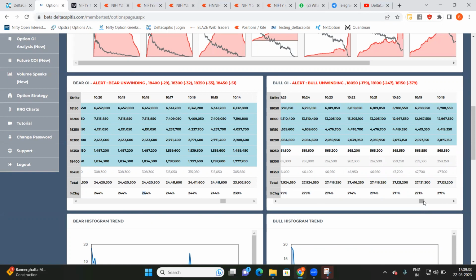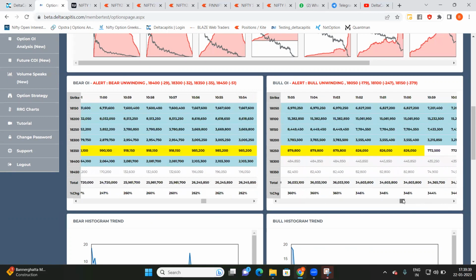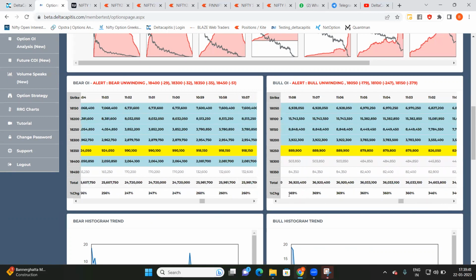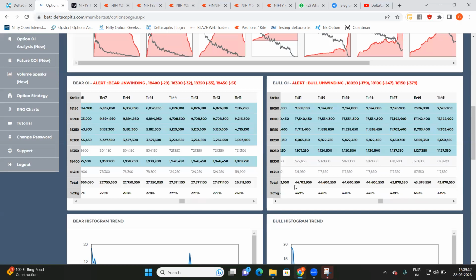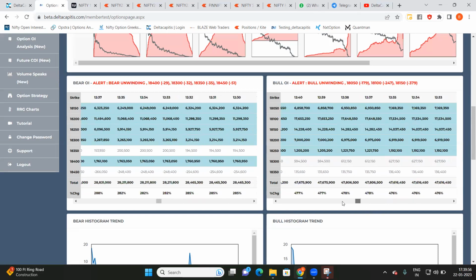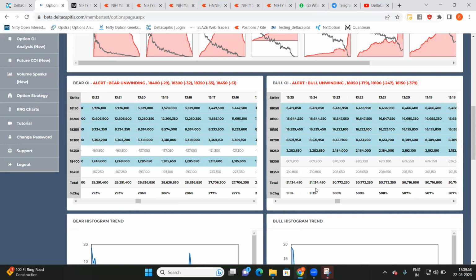Now, at this point in time, I'll say the trend is sideways to bullish. As you go further, at 11 o'clock, 3.6 CR on the bullish side, 2.4 CR on the bearish side. So now the equation is shifting to the bullish side. It was sideways to bullish. Now it has become bullish. As you go further, 4.4 CR on the bullish side, 2.6 CR on the bearish side. So now you can see the bullish side is almost double the bears.